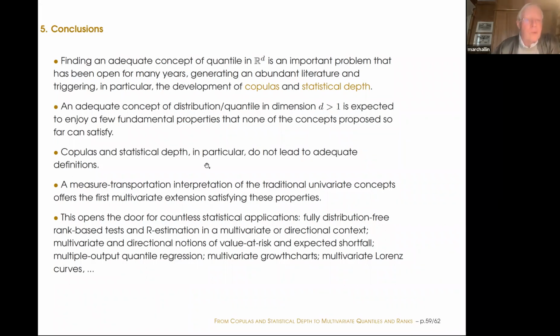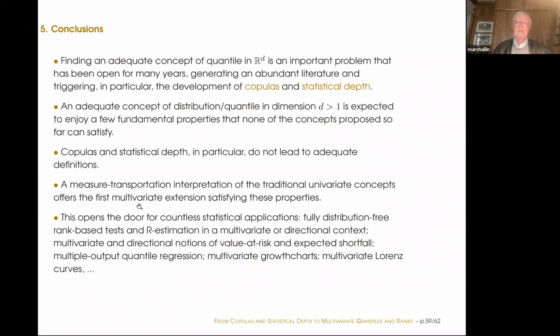So concluding, finding an adequate concept of quantile in R^d is an important problem. It has been open for more than half a century. It has generated an abundant literature, triggering in particular the development of copulas and statistical depths, but none of these attempts had been successful, because they do not satisfy the fundamental properties of the univariate concept, which are the properties that make the univariate concept a successful inferential tool.